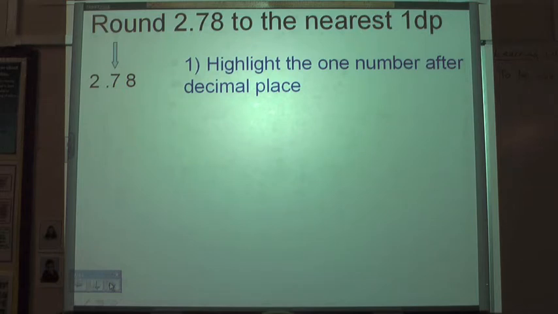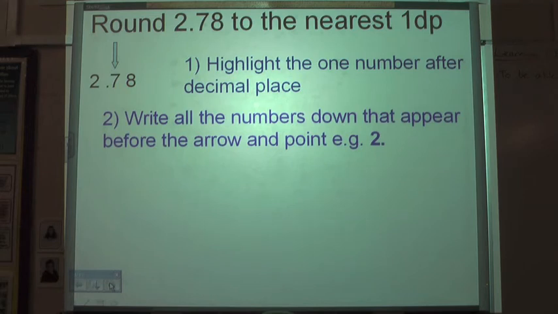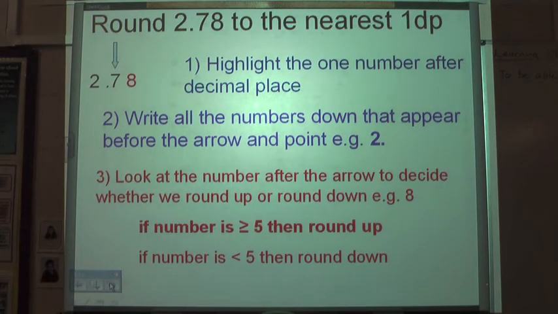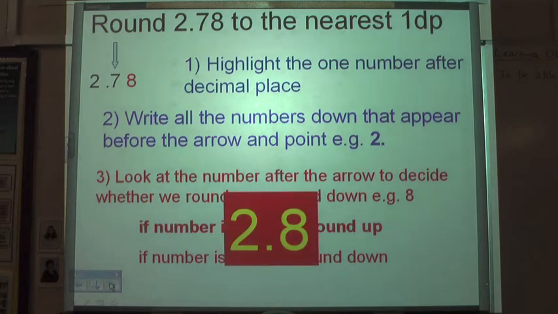Here we have a 7. After this, write down your 2. It's 2 point something here. After the 7 is an 8. 8 being greater than 5 will round up. So that takes us to 2.8. Notice now that we have no numbers after the first decimal place because we have rounded up to 1 decimal place. So there should be 1 decimal place in your answer.